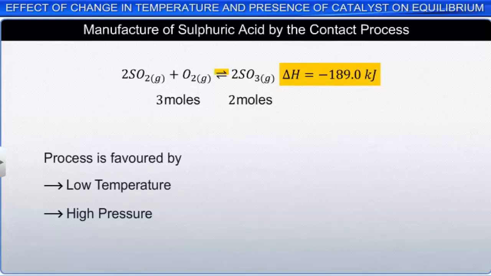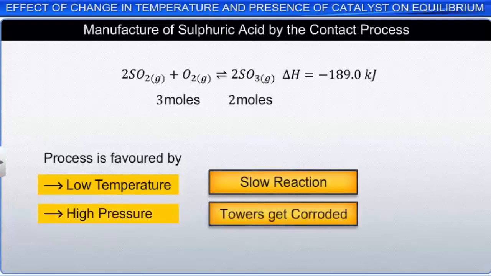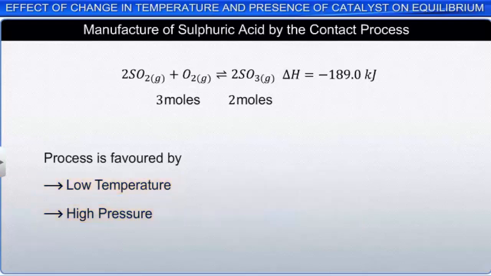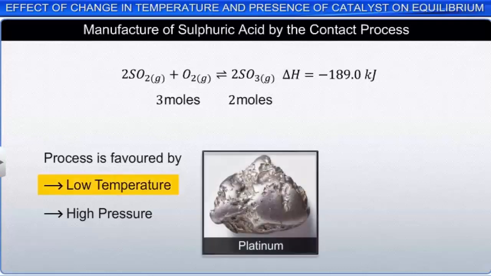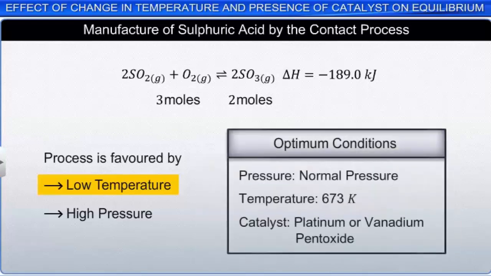However, at low temperature, the reaction is very slow, while at high pressure, the tanks used in the synthesis get corroded. Hence, to maintain optimum conditions and increase the rate of the reaction, a catalyst such as platinum or vanadium pentoxide is used. The optimum conditions used for the industrial synthesis of sulfur trioxide are normal pressure, a temperature of 673 Kelvin, and a catalyst such as platinum or vanadium pentoxide.